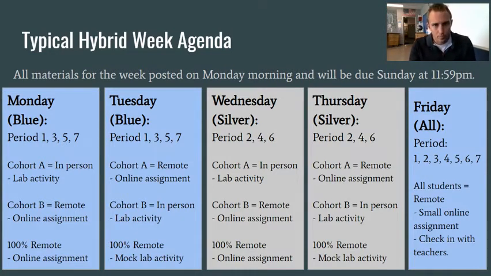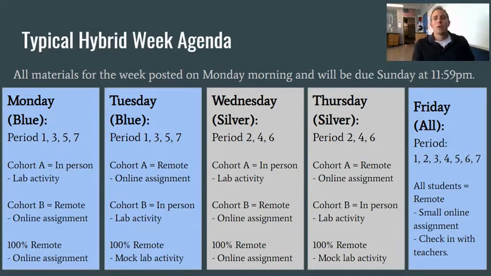So you have blue days for cohort A are going to be in person for periods 1, 3, 5, and 7 on Monday. So that means that cohort B, you're going to be at home, being remote, doing an online assignment. Okay. And then our 100% remote students, so if you're not doing a hybrid schedule, you'll be doing that same online assignment that cohort B is doing on Monday.